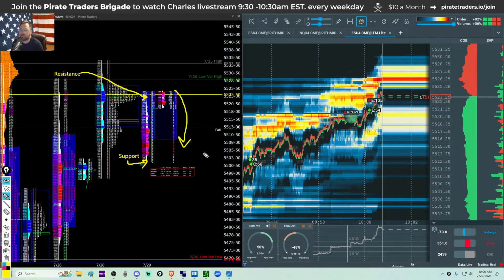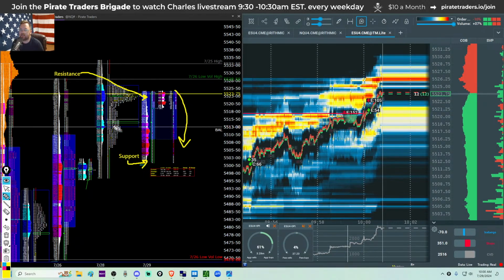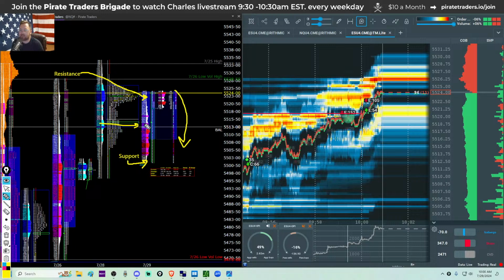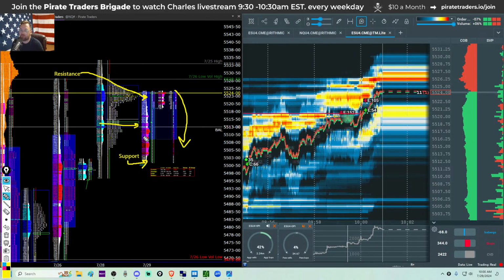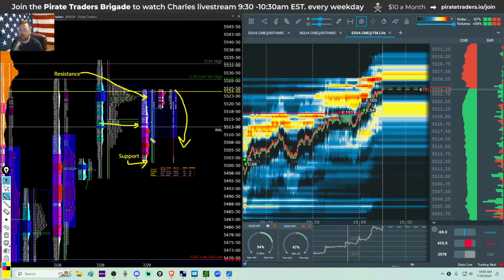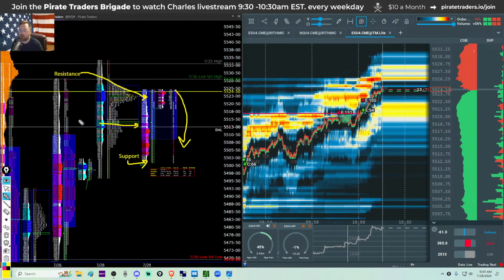And the chop continues. Now I will be laser focused on the halfback. Can that become support? So if they smack the market down here and the halfback becomes support, I will be bullish for continuation higher on the ES. I'm already bullish on the Q.